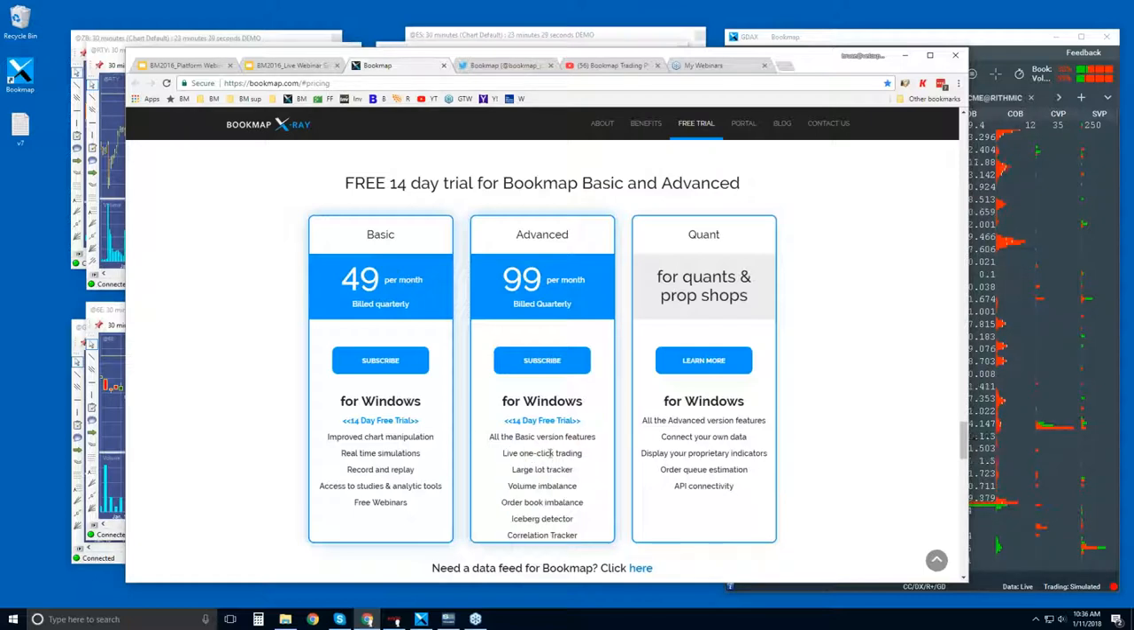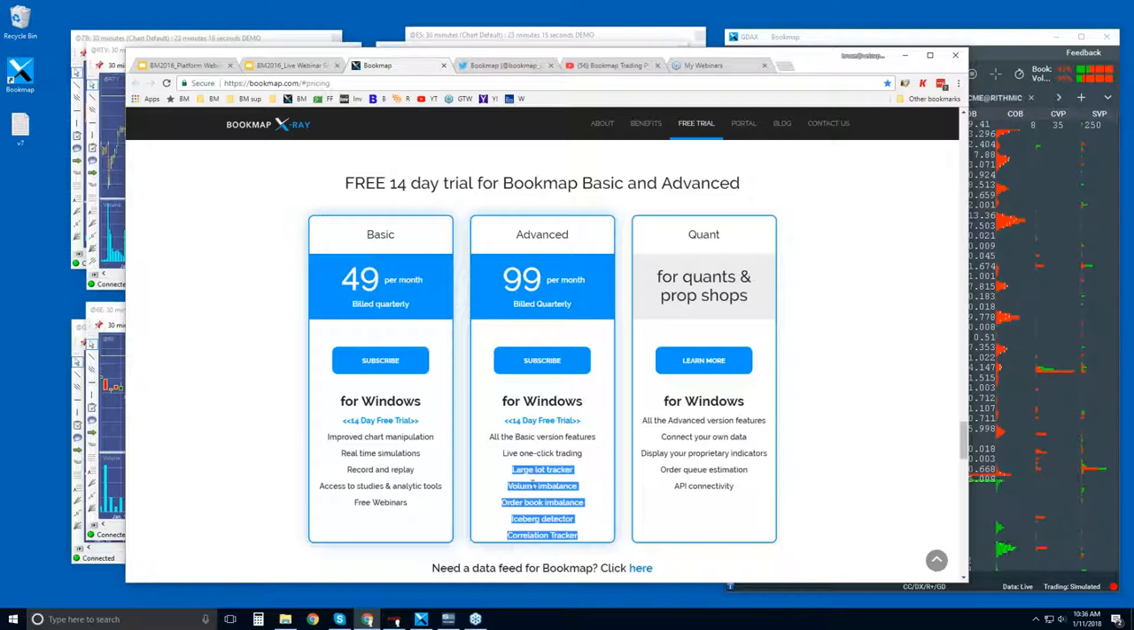So the ability to trade right from the chart with one-click trading, the large lot tracker, volume and balance, book and balance, iceberg detector, and correlation tracker. Now, all of these are proprietary indicators that we put together. They're not your typical RSI or stochastics, etc. These are very specific for understanding order flow and specific players in the order flow, like the large lot tracker. We can identify larger players in the market, and that's going to give you an advantage, understanding where the larger players are interested in trading. Iceberg detector is another one. Larger players use iceberg orders, and we can start to understand where they're getting filled. And that's another advantage.